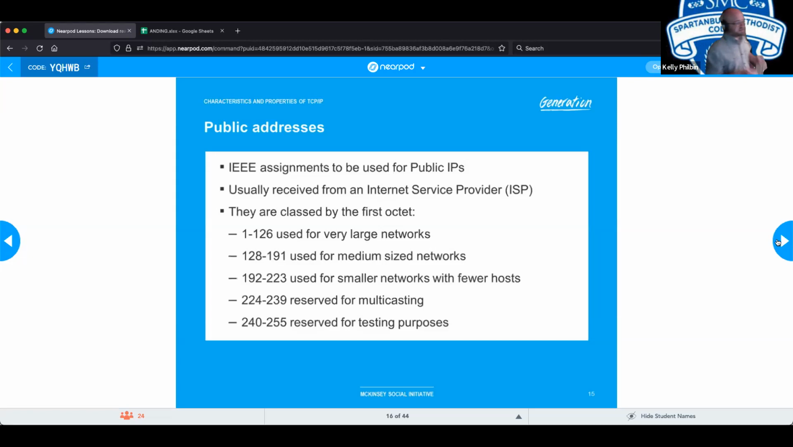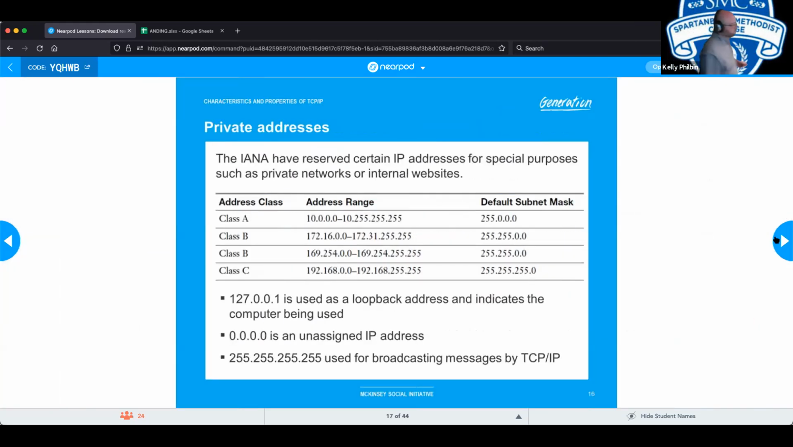Now, they are classed by the first octet, as we talked about. Class A, your 1 to 126. Class B, 128 to 191. C, 192 to 223. D, 224 to 239. And E, 240 to 255. So we just talked about that in the previous slide.